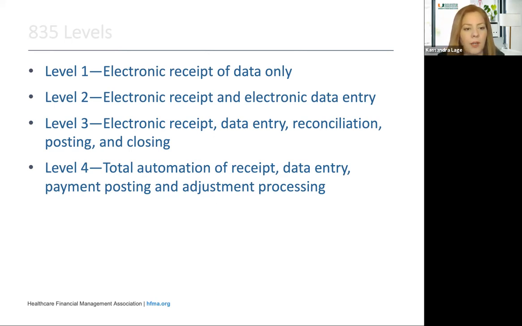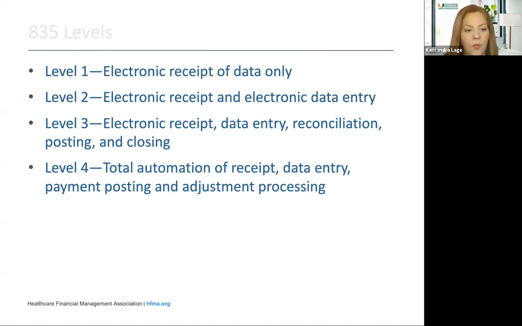Level 3, electronic receipt, data entry, reconciliation, posting, and closing. Here, the electronic remittance advice is received and entered into a computer electronically, and the remittance data are electronically posted by the patient accounting software, simultaneously updating the patient's account. Standard adjustment codes must be established to automate entries for payment, write-offs, and contractual allowances. Manual intervention is only needed if there's a disagreement or an error.